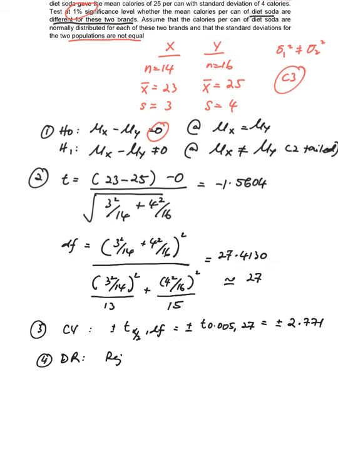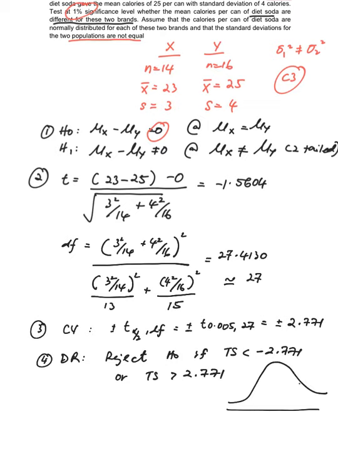Reject H0 if test statistic less than negative 2.771 or test statistic greater than 2.771. Okay, so this one is, kita ada 2 rejection region at the left tail and the right tail. This one is negative 2.771, 2.771. Okay, so look at your test statistic. We get negative 1.5604, which does not fall in the rejection region.